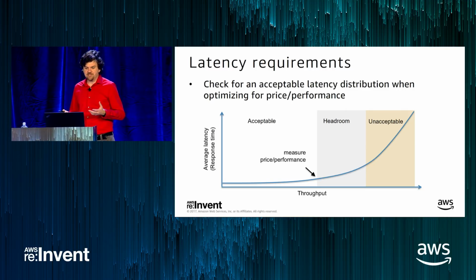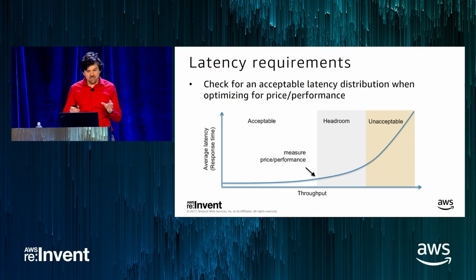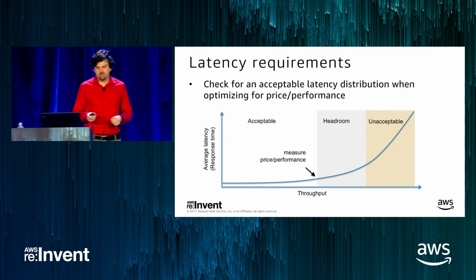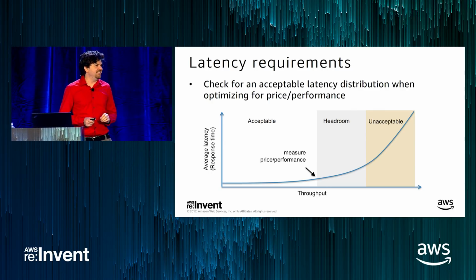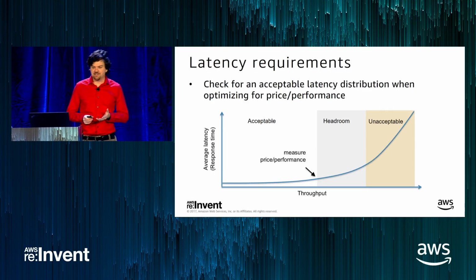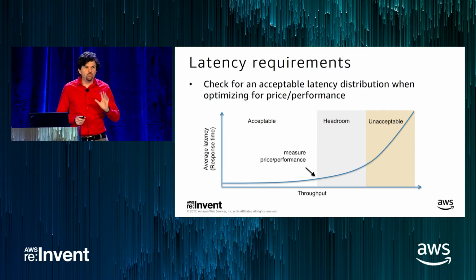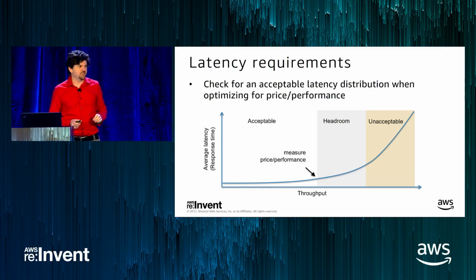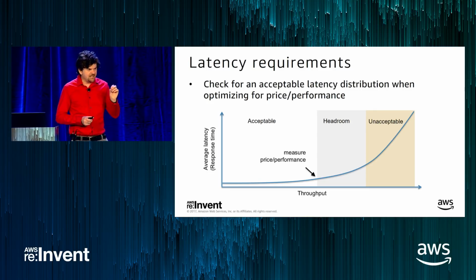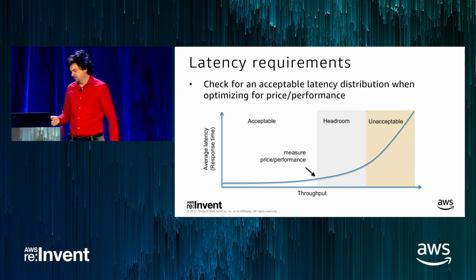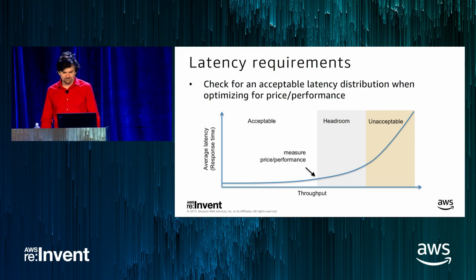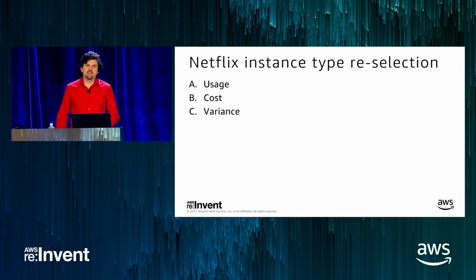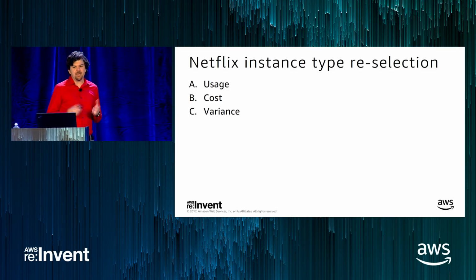And I just graphed this to show that as you increase throughput, there's a point where it's clearly unacceptable, and there's a point we'd like to roll it back so that we have some headroom. That's really where we're looking for where we'd want to measure price performance. This is an acceptable latency for price performance, just in case you want to try this approach. That's how we pick instance types to start with. What about reselection?